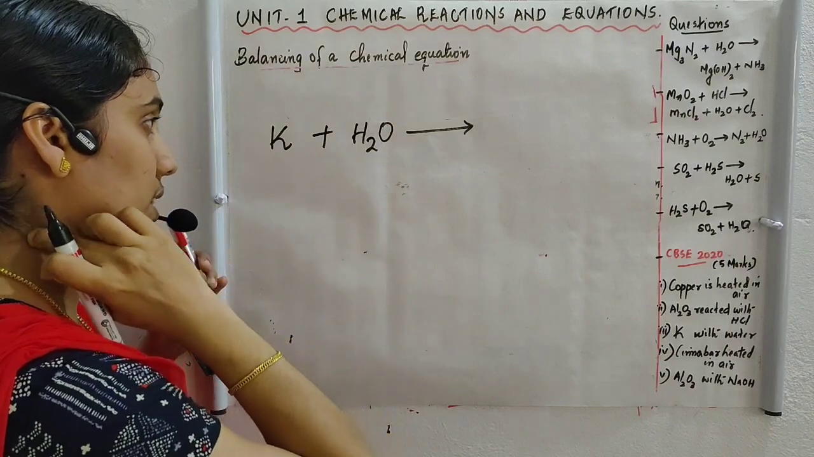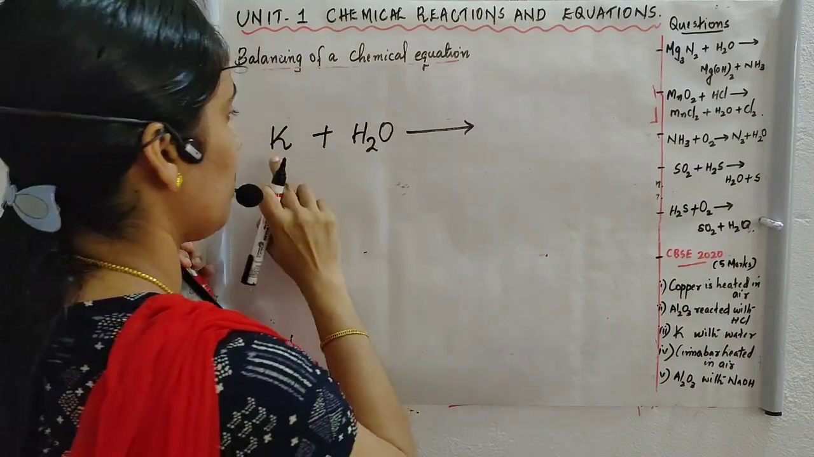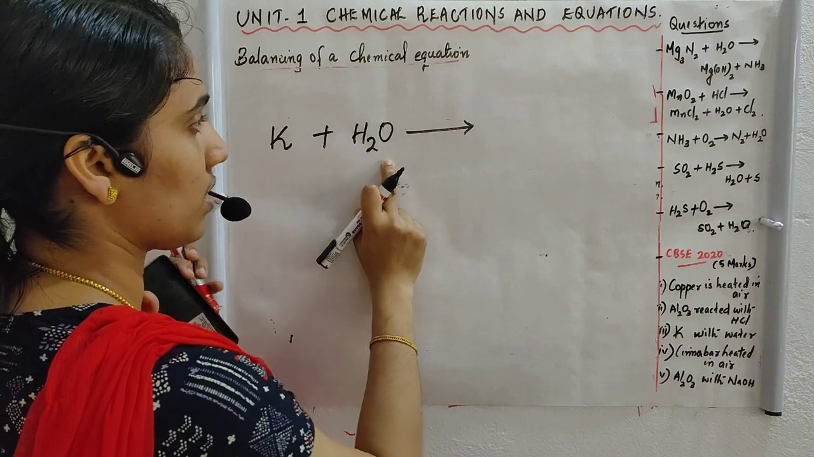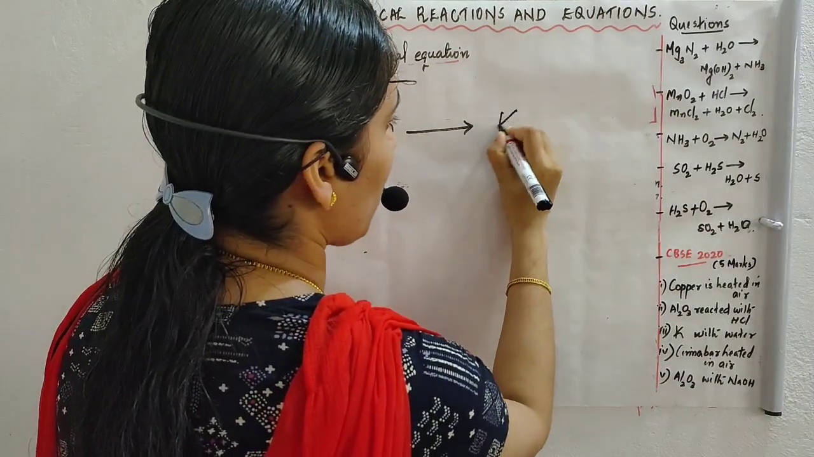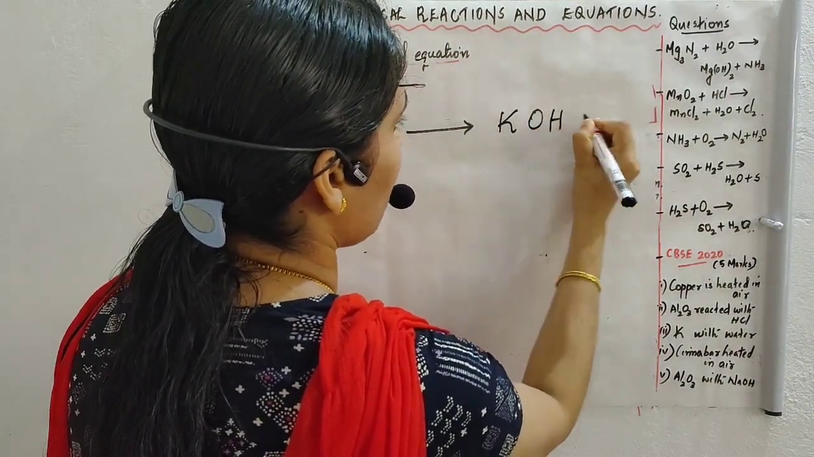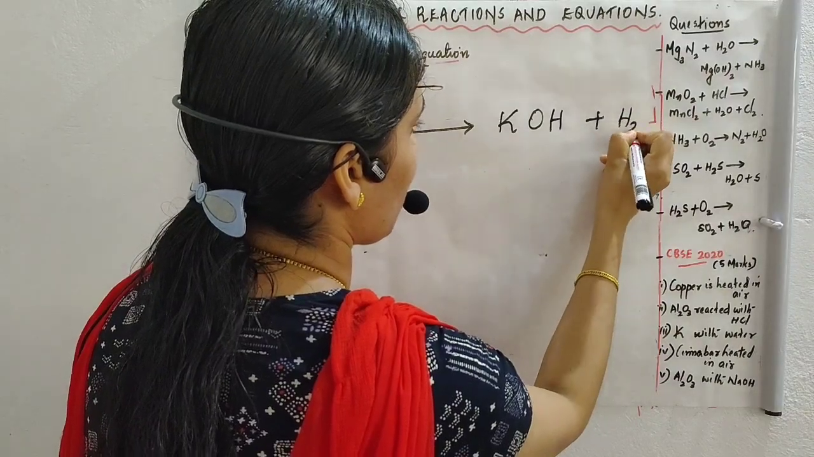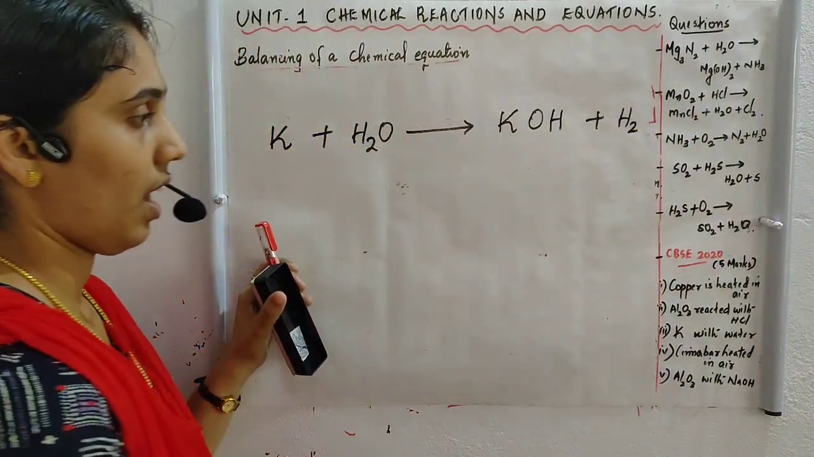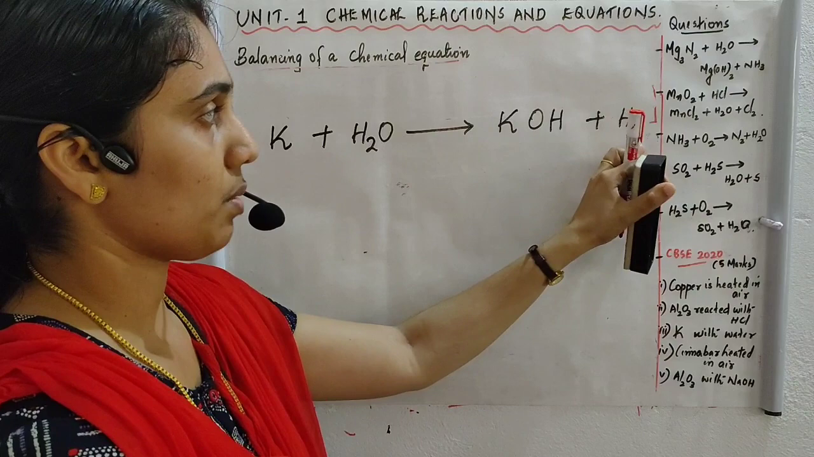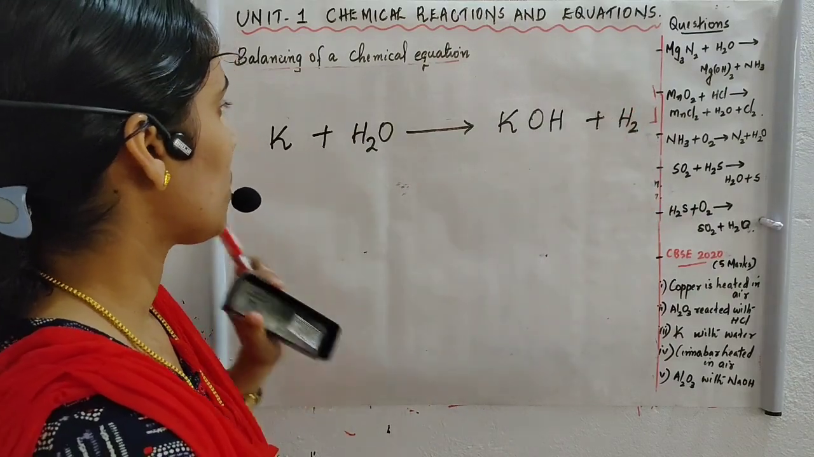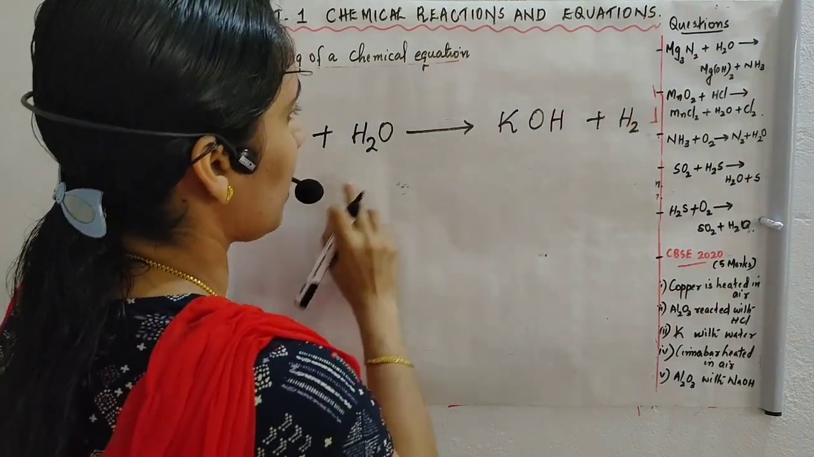That means you will study the coming portion. You will study potassium plus water, the reaction. It forms potassium hydroxide plus hydrogen. Metal hydroxide plus hydrogen. So how to write the balanced equation for the same?